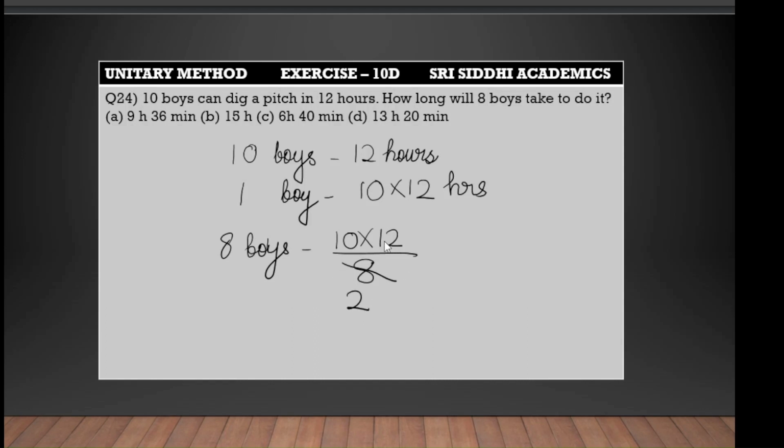4 twos are 8 and 4 threes are 12. Again 2 ones are 2 and 2 fives are 10. So the answer becomes 15 hours. So let's look at the options. Option B is the answer for question number 24.